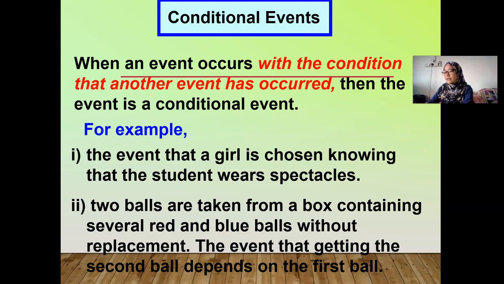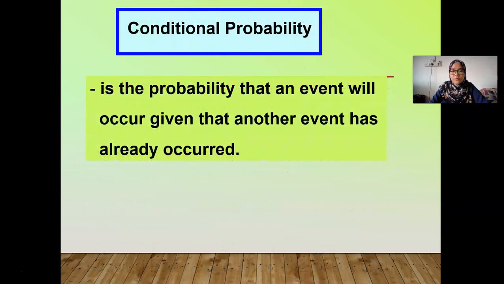Can understand, right? Okay, we will see. Let us continue with the definition first. Conditional probability is the probability that an event will occur given that another event has already occurred.